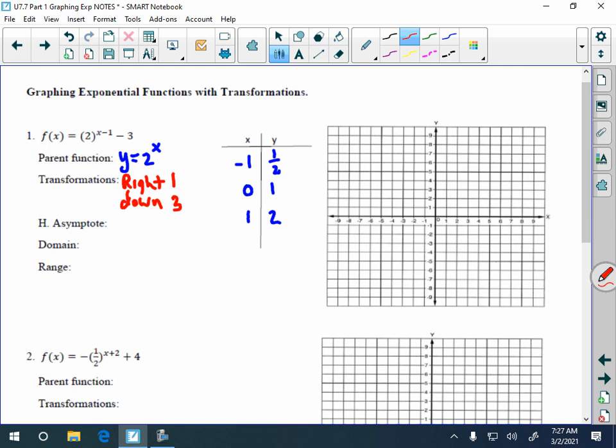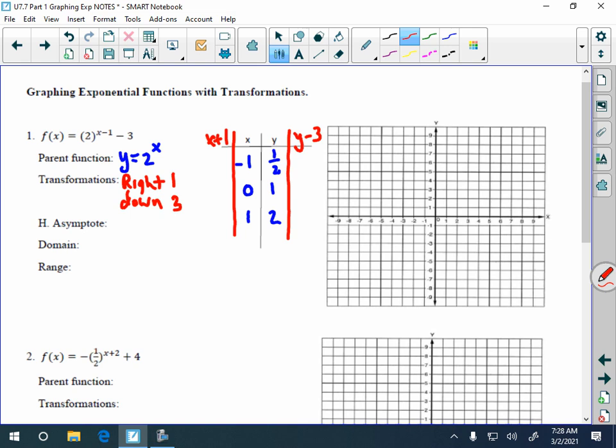And we can go ahead and affect these values from our parent function also. So we're going to do x plus 1, because it's going to do the opposite of what it shows in the equation. And then we're going to subtract 3 from all the y's.